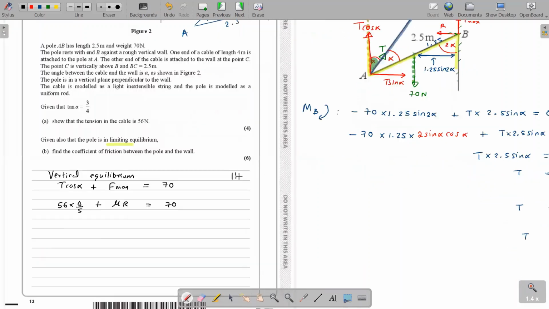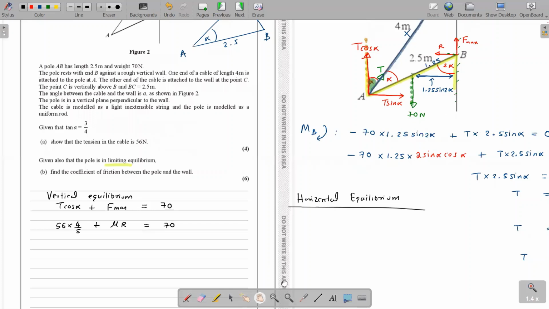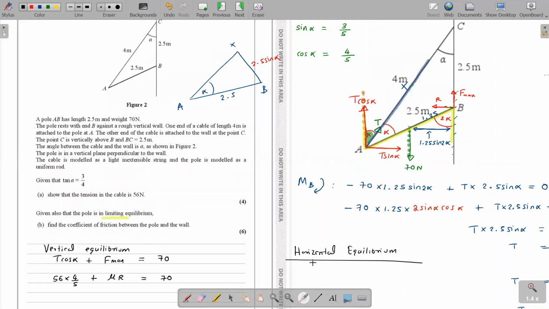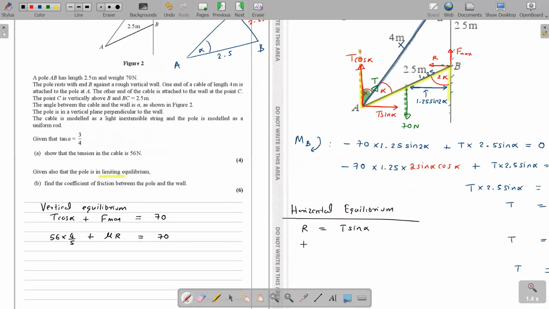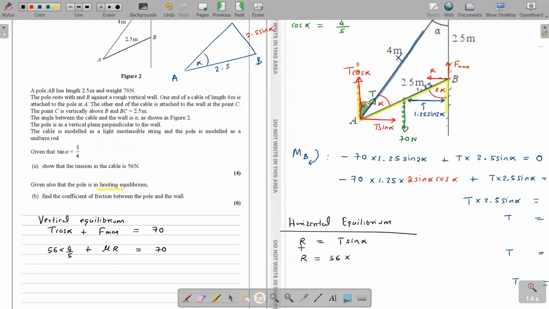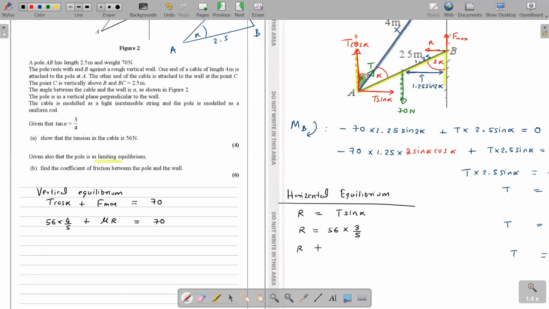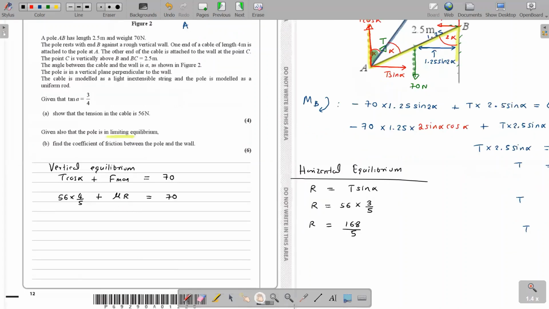Let's take the horizontal equilibrium. So what do we get for the horizontal equilibrium? For the horizontal forces, the normal reaction will be equal to T sin alpha. Do you agree? So input the values: T is 56, sin alpha is 3/5. 56 into 3/5, how much is it? I get 168/5, yeah, 33.6, isn't it? So then let's input that R value here and make mu the subject.